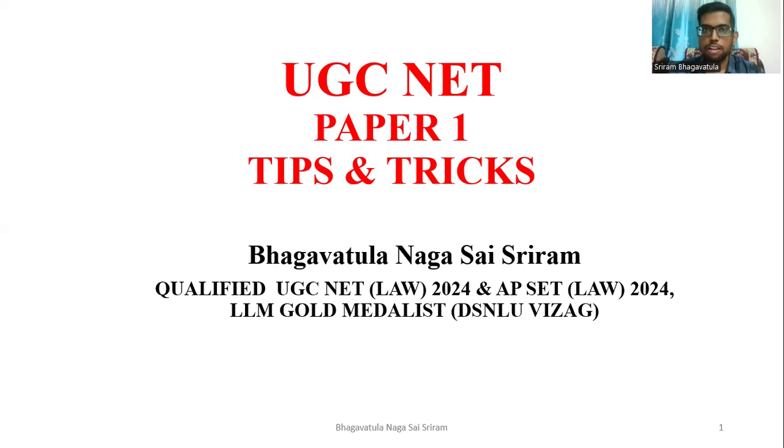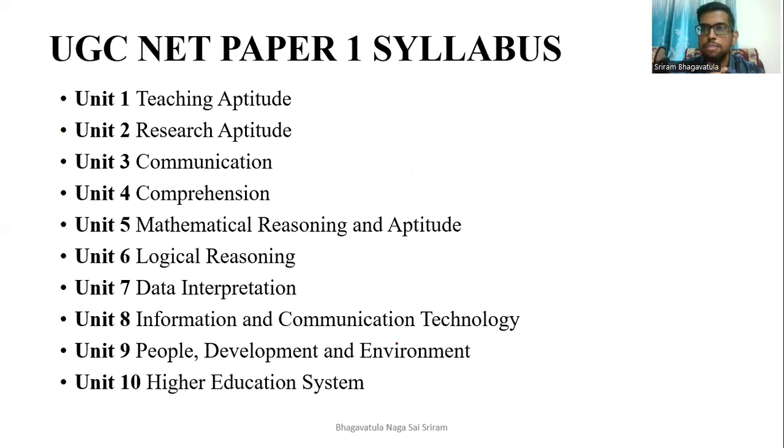With this background, let us now see the syllabus of UGC NET Paper 1. Essentially it has 10 different units. The first unit is related to teaching aptitude. Second is research aptitude. Third is communication. Fourth is comprehension. Fifth is mathematical reasoning and aptitude.